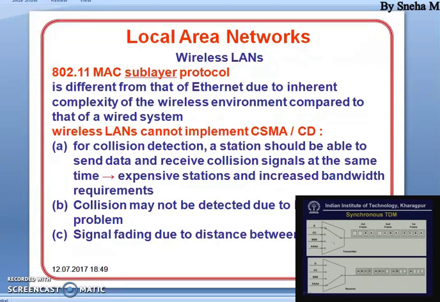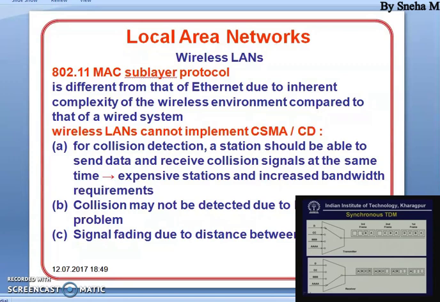802.11 MAC sublayer protocol is different from that of Ethernet due to the inherent complexity of the wireless environment compared to that of a wired system. Usually in a wired system we go for the CSMA-CD protocol to detect collisions in the physical layer. But here we cannot use the same protocol because of the following reasons.